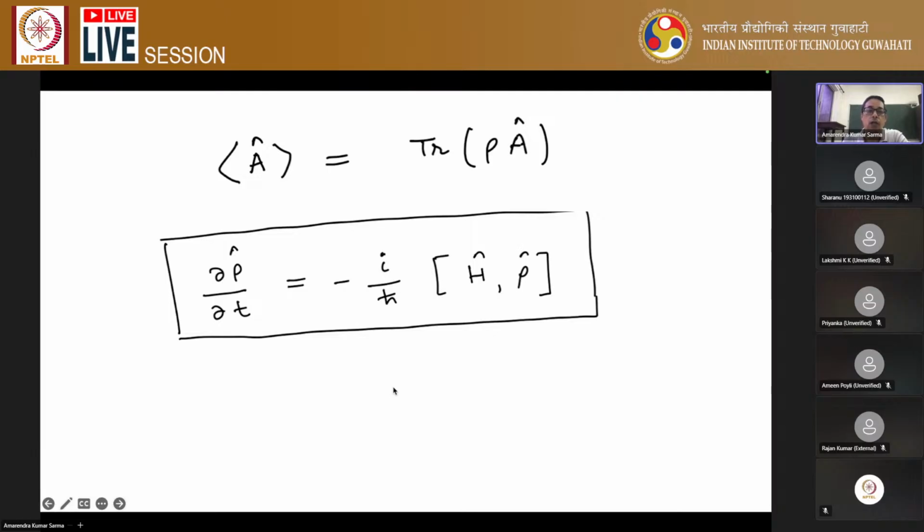We also learned that you can calculate the expectation value of an operator very easily just by calculating the trace of the product of the density matrix with the operator. And the density matrix evolution equation is given by the Schrödinger–von Neumann equation. This also we discussed in week 2.